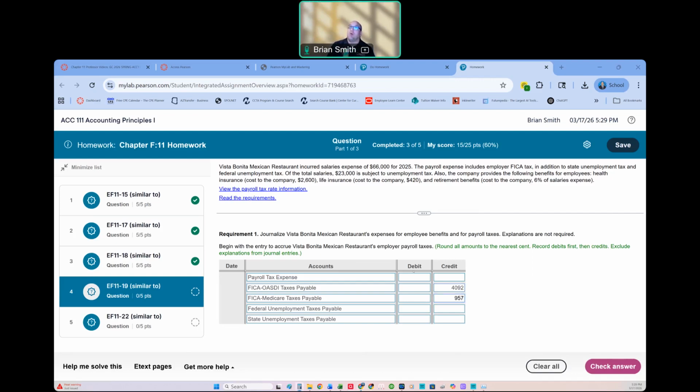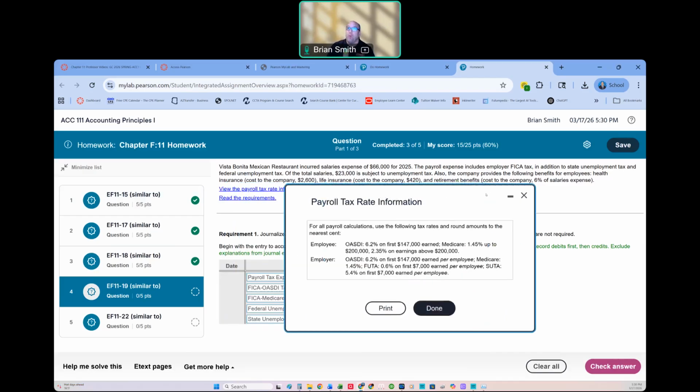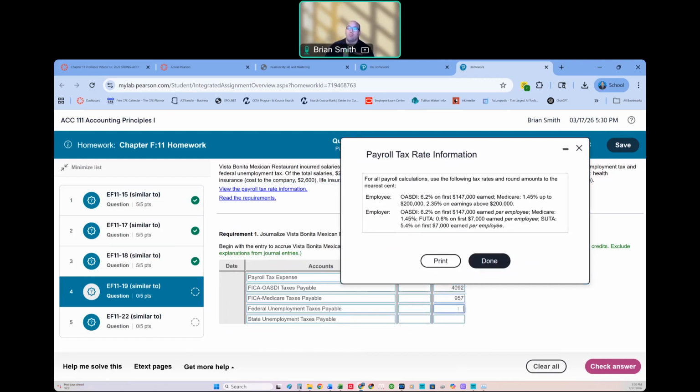Then it says, remember the first 7,000 of employee payroll is subject to the unemployment tax. So 23,000 is subject to those taxes. So 23,000 times, let's find out what those rates are for federal first. It's 0.6%, so we're going to multiply it by 0.006. So I got $138 for the federal portion.